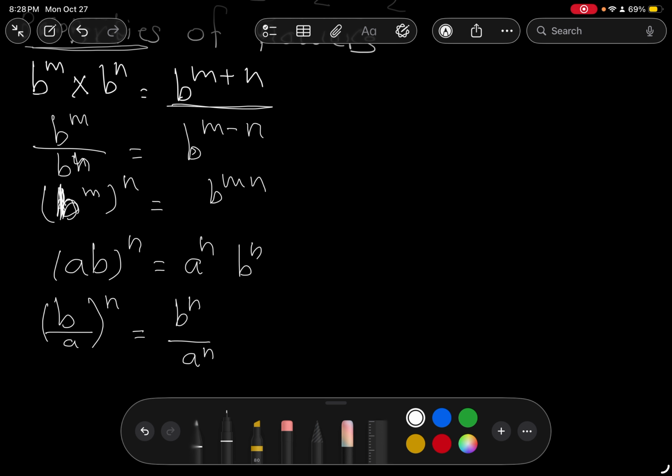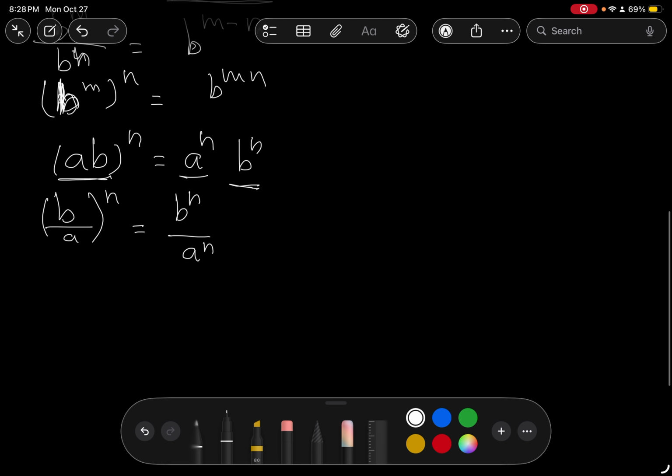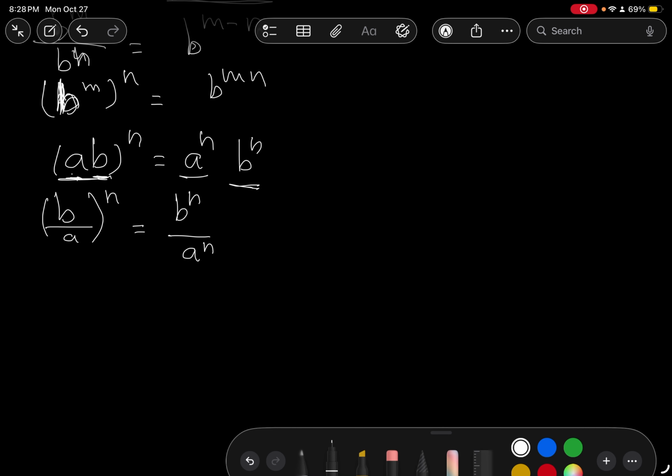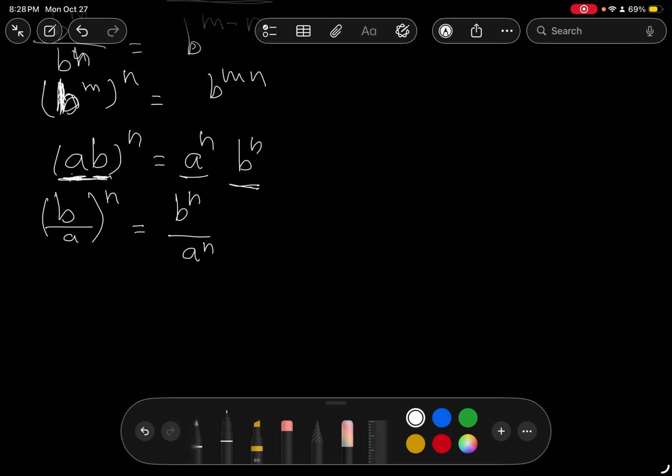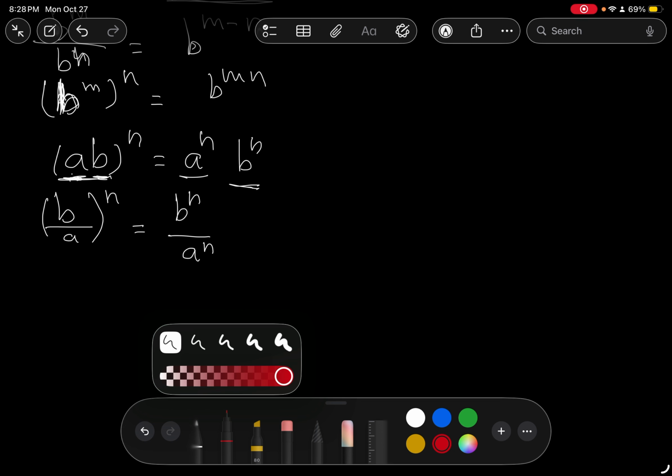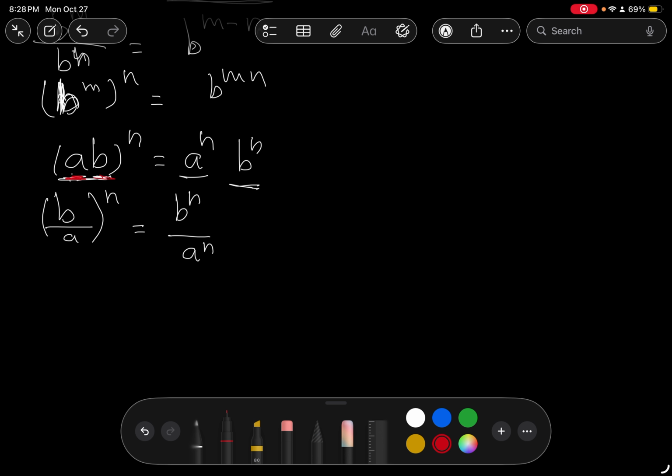ab to the nth power equals a to the nth power times b to the nth power. We separate the letters. We used the distributive property here. Distribute n with respect to a and with respect to b.